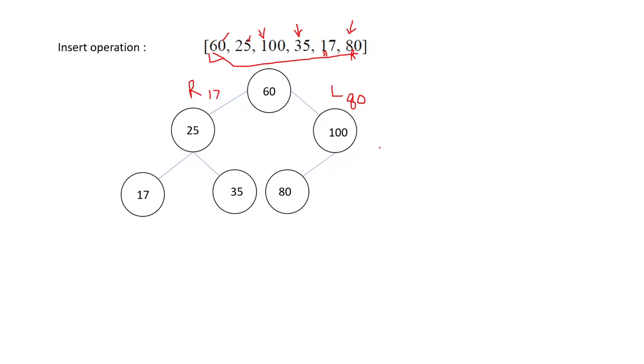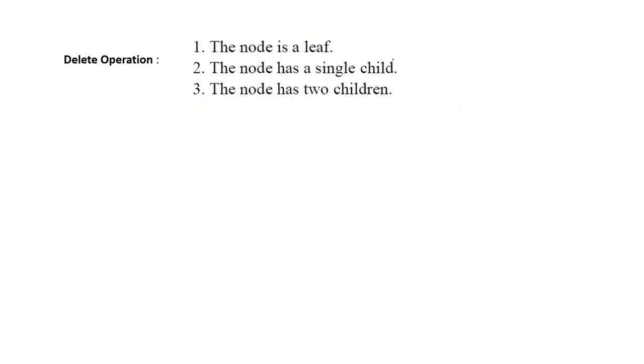So this is how the insert operation happens. And also in case of the insert operation, you will have to make O(log n) comparisons to find out where a new node is to be placed, starting from the root to either the left or the right subtree. So next we'll move on to the delete operation. There can be three conditions in case of a delete operation.